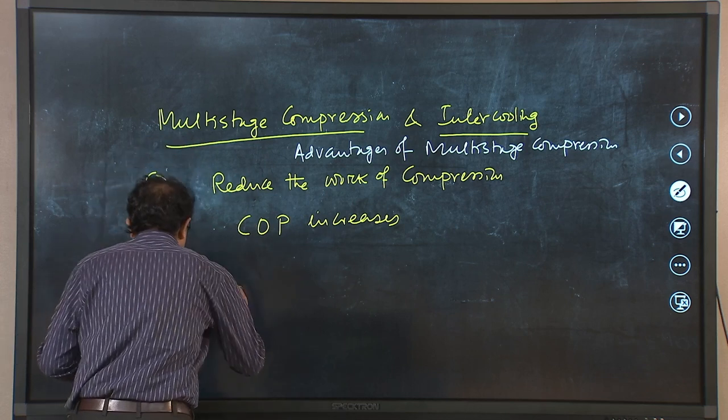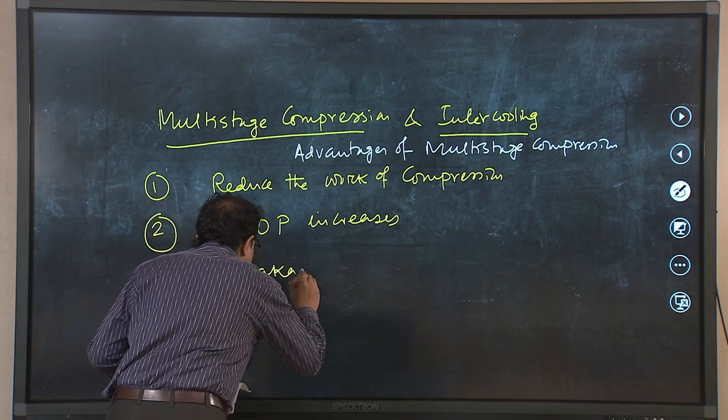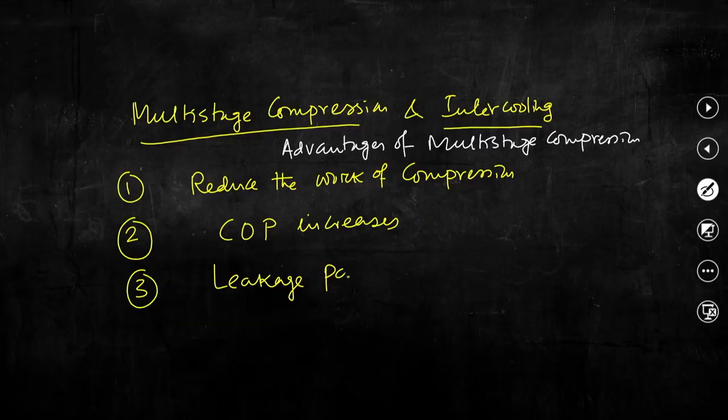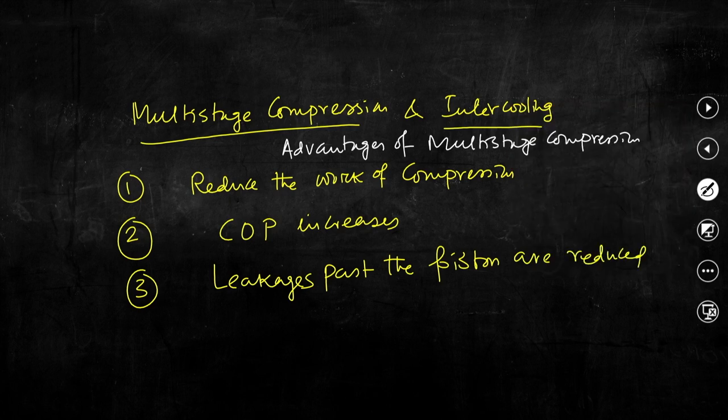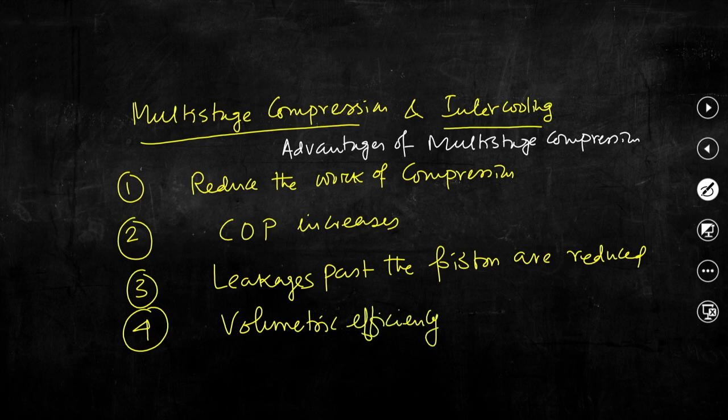COP increases, and then leakage past the piston, or leakages past the piston, are reduced. And number 4, volumetric efficiency increases. Of course, eta volumetric for compression.